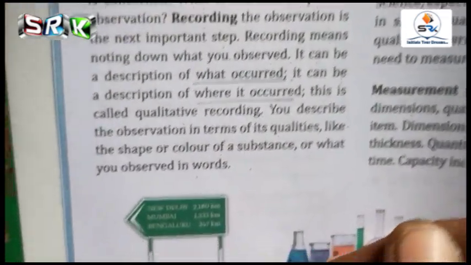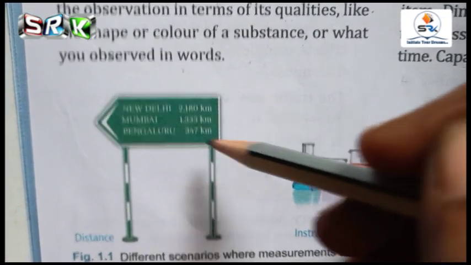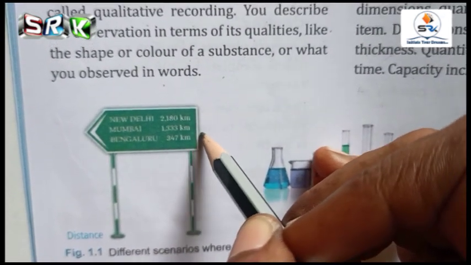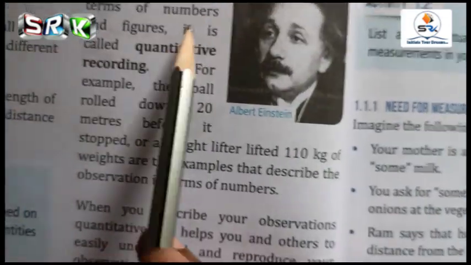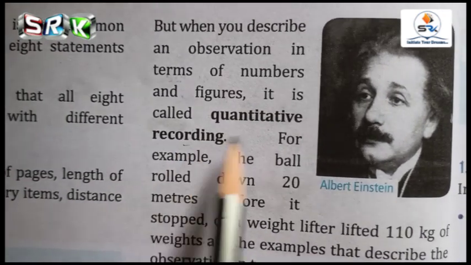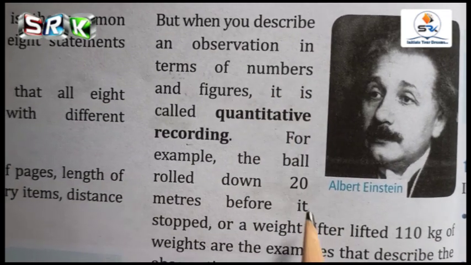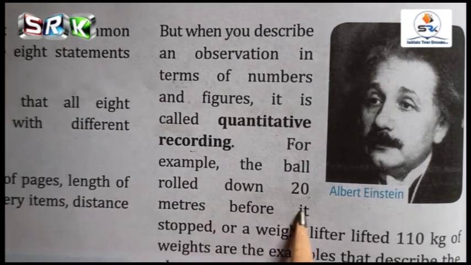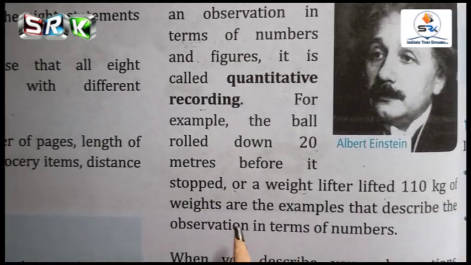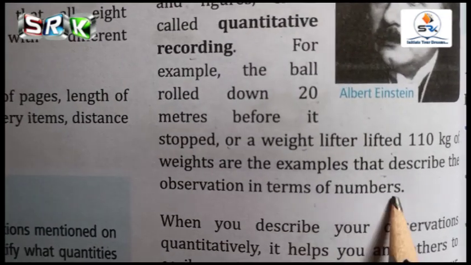For this, an example is given: a name board is given here, New Delhi, Mumbai, Bengaluru, with how many kilometers it is. It is mentioned like this. So this one tells about quantitative recording. When you describe an observation in terms of numbers and figures, it is called quantitative recording. So the ball rolled down 20 meters before it stopped, or a weightlifter lifted 110 kg of weights, are examples that describe the observation in terms of numbers.